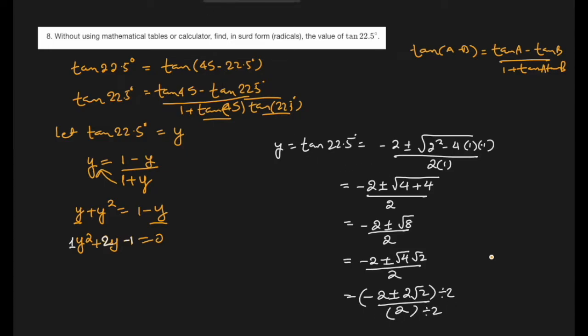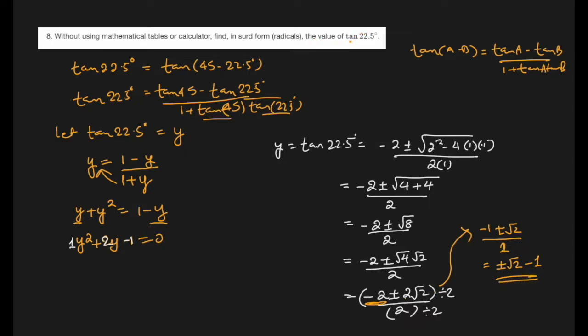So finally, what do we get here? Minus 2 divided by 2, we get minus 1. Then 2 square root 2 divided by 2, the 2 and 2 will cancel, so only square root 2 is left. And 2 divided by 2 is 1, so the denominator is 1. So basically we can write the answer as plus minus square root 2 minus 1. That is the final answer.